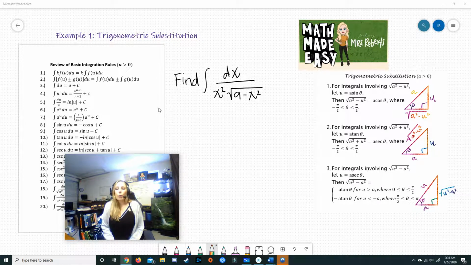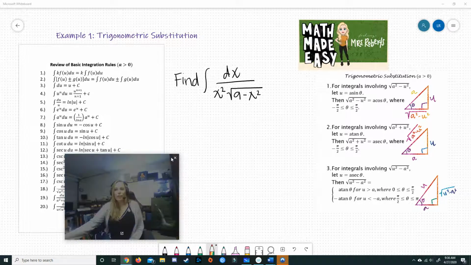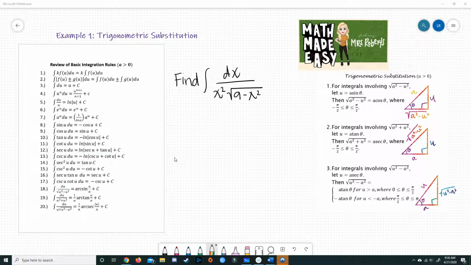So in this video, we are going to go through an example. And in this example, the best method of solving it is to use trig substitution. So without further ado, let's go ahead and work through this example. So we're going to find the integral of dx over x squared times the square root of 9 minus x squared. The first thing that I like to do is look at the basic integration rules. And if I find one that fits this, I'll use it. If I don't find one that fits it exactly, then I'm going to need to try this trig substitution.